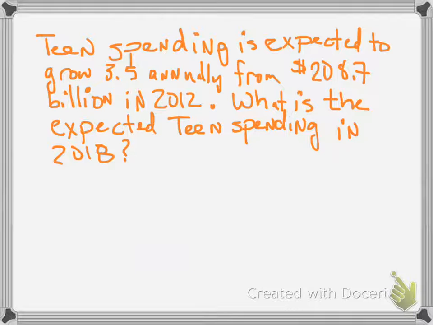Next example. Teen spending is expected to grow 3.5%. I forgot to put the percent. Oopsie. There's your percent. 3.5% annually from $208.7 billion in 2012. What is the expected teen spending in 2018? So the idea here, again, is that this is a growth. So let's look at that.